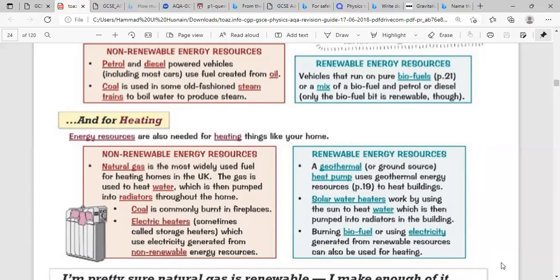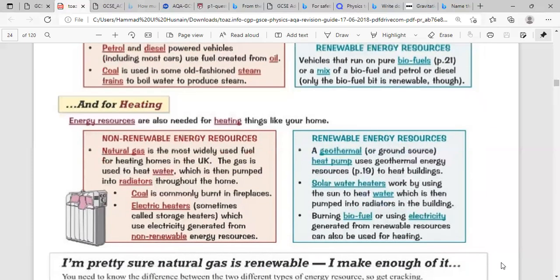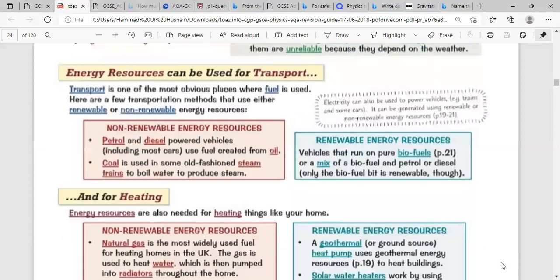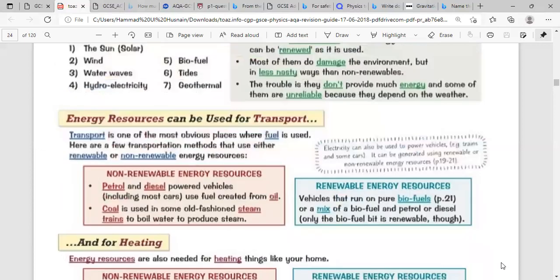What was it? Renewable, right? Tala, I cannot hear you properly. So for non-renewable, where it says natural gas, what does that mean? Sorry, for non-renewable, what do you want to understand? Tala, I couldn't hear you. Can you please repeat your question?